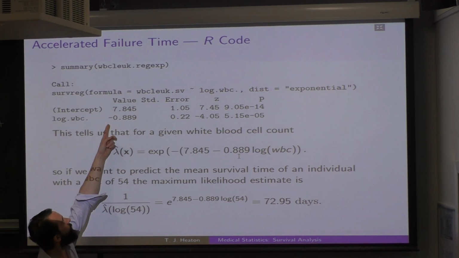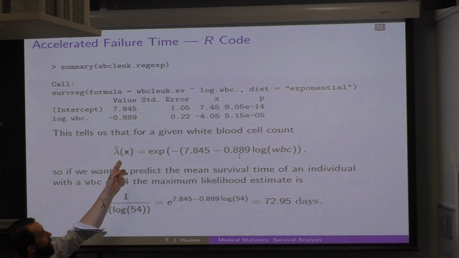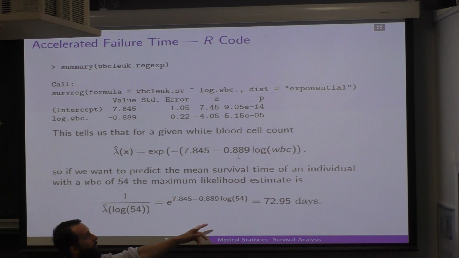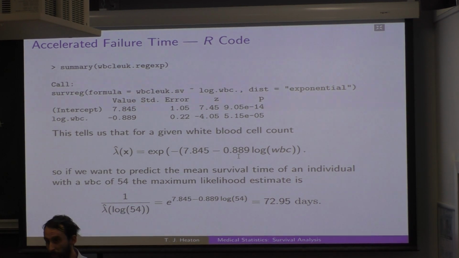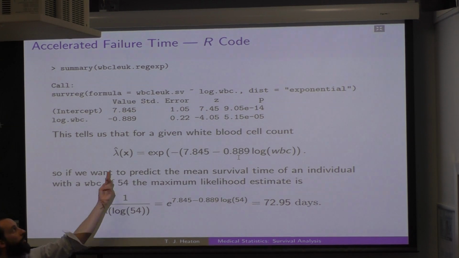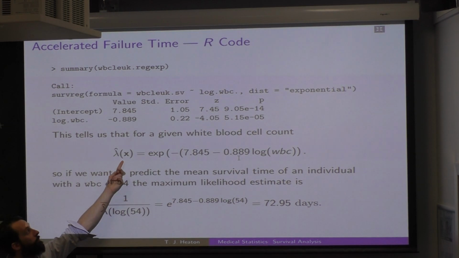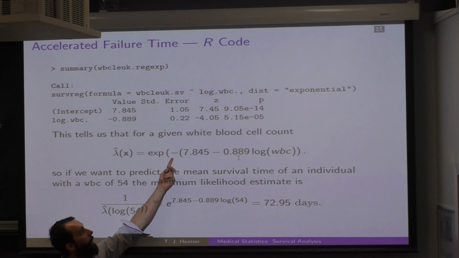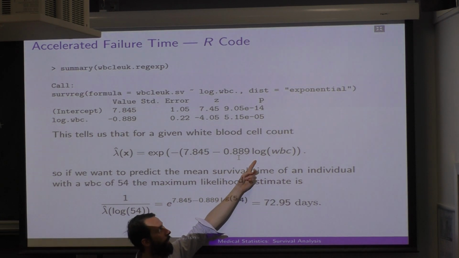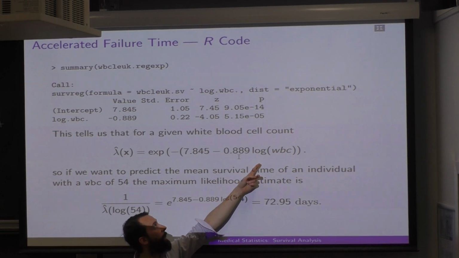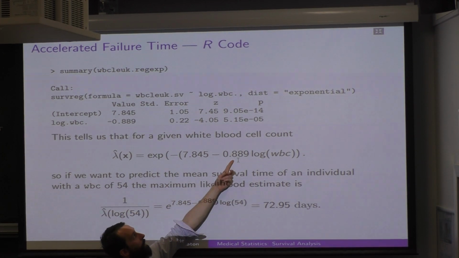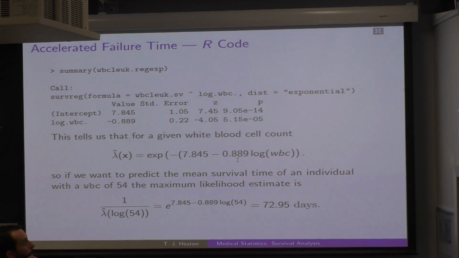Okay, so the key bits are those two values. What it's saying is that for an individual with white blood cell count WBC, they're still going to be exponentially failure time distributed, but their rate now depends on what you've measured, and it's going to be e to the minus (beta naught plus beta 1 x1). x1 here is the log white blood cell count. Beta naught is 7.8 and beta 1 is minus 0.889.